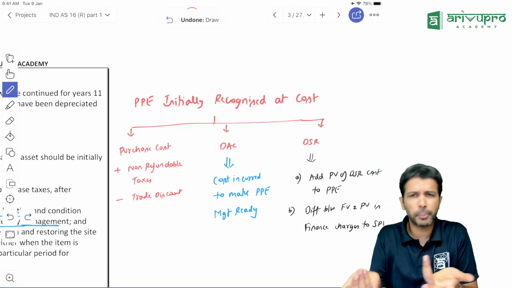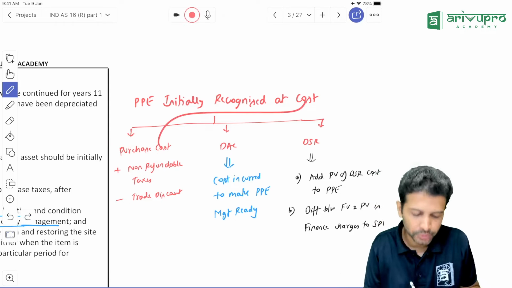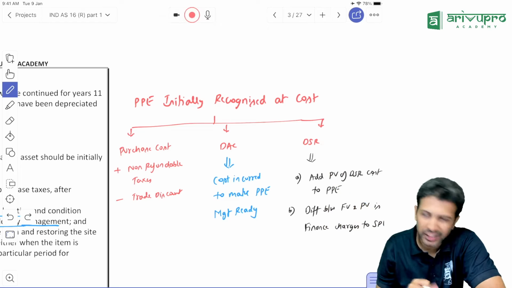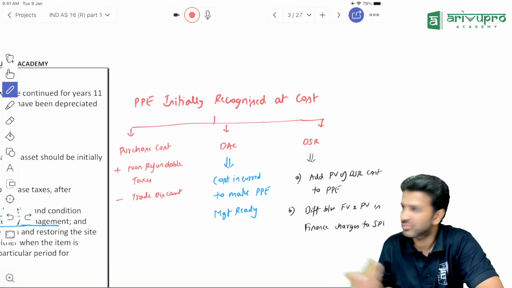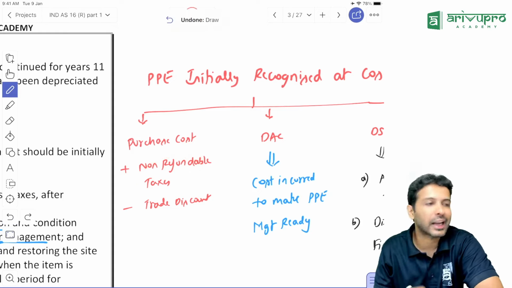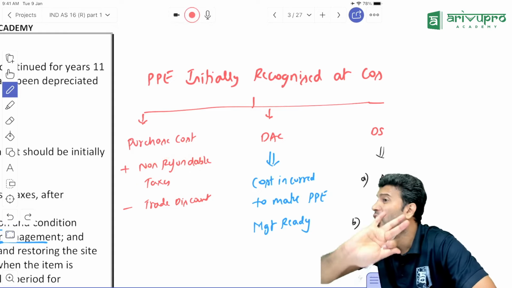Obviously, sir, without paying money, can you buy any asset? No. So is purchase cost a part of your cost? Yes. That is one. Normally, when you buy any asset, there will be some GST and all you will pay. So if you have any non-refundable taxes, you can add. Non-refundable taxes means ITC not available. Input tax credit not available.